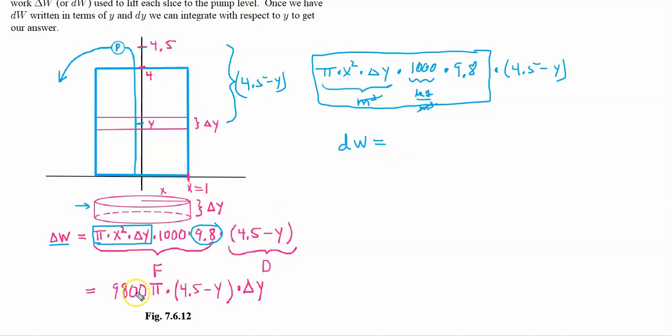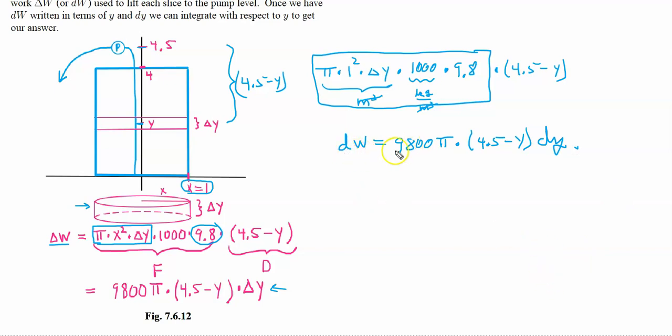Let's note one other thing now. The x here is always equal to 1. You see that right there? That's always 1, so we can put a 1 in place of this x right here. Then all of this can be simplified down to this right here, and we end up with dW equals 9,800 pi times this.